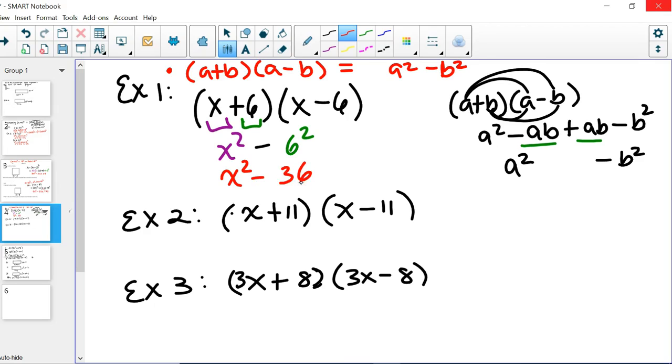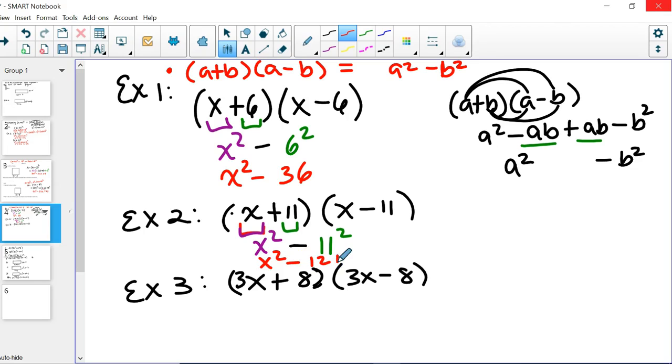Let's do the second example. X plus 11 times x minus 11. So x plus 11 times x minus 11 will be x, my first term, squared, minus my second term, which is 11. So x squared minus 11 squared. My final answer will be x squared minus 121.